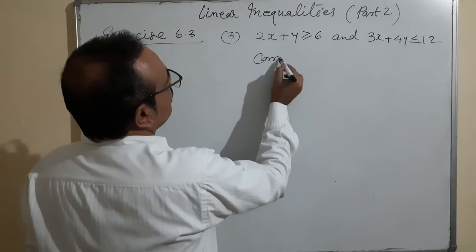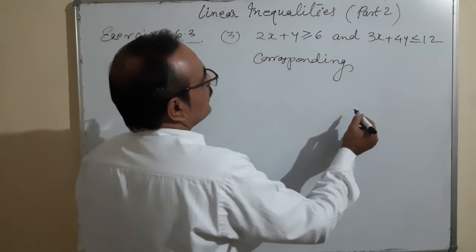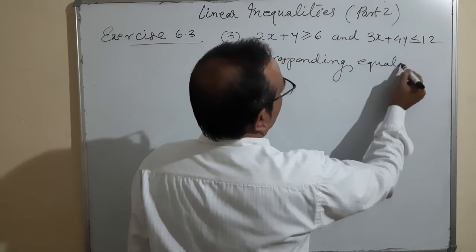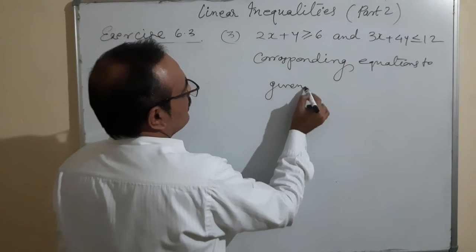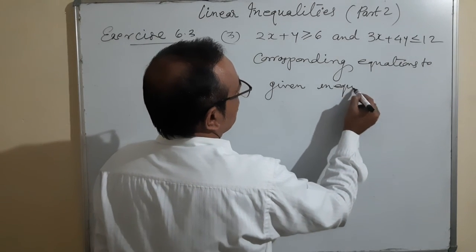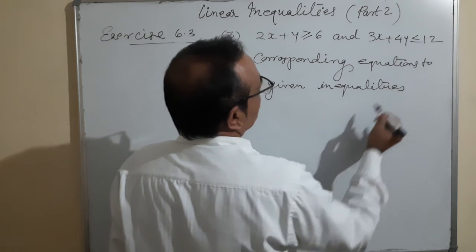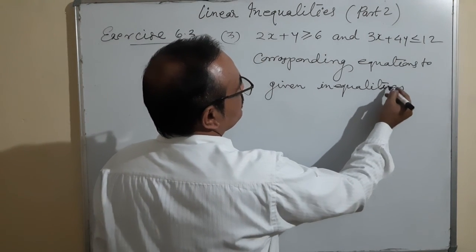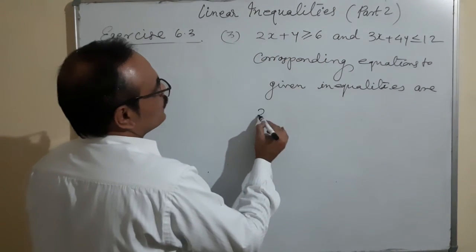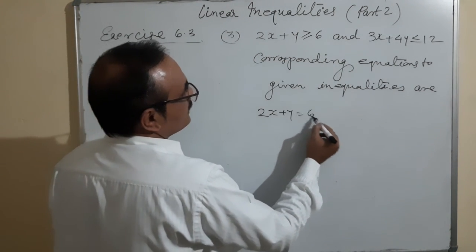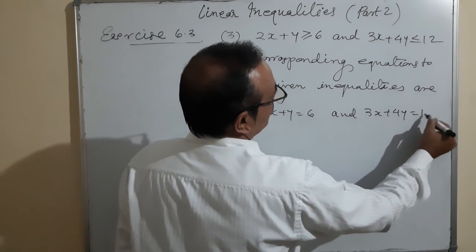Corresponding equations to given inequalities are: one is 2x plus y is equal to 6 and 3x plus 4y is equal to 12. Okay.